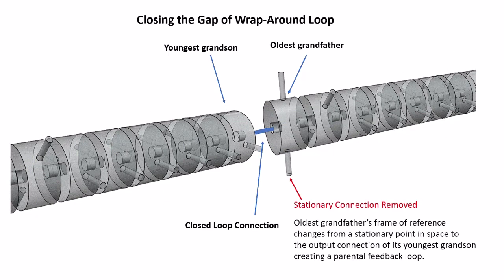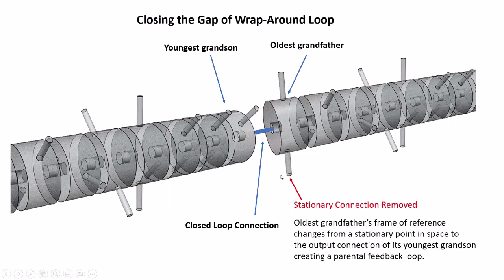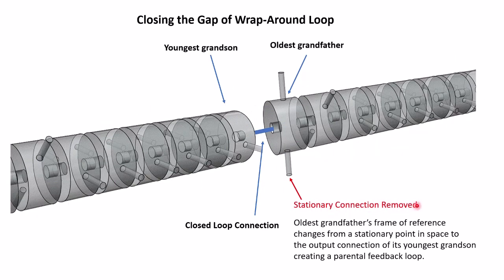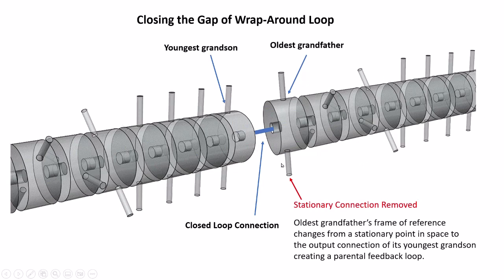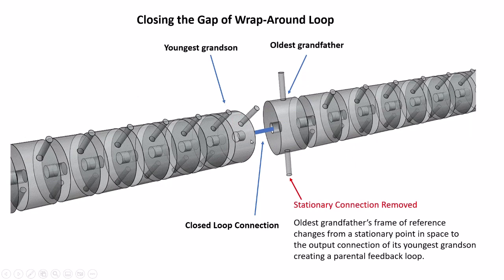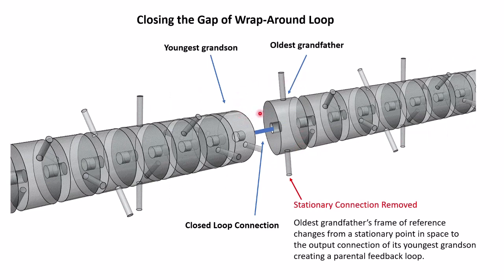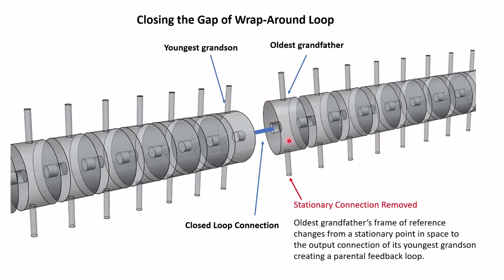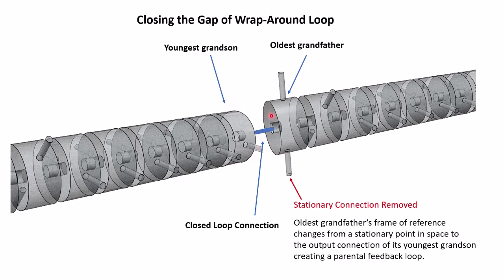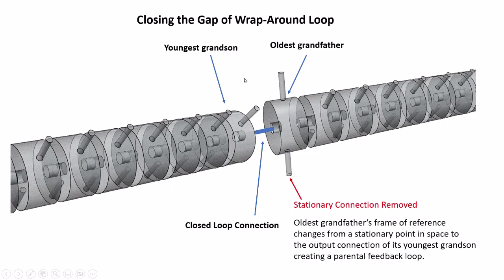Now, to close this gap, what I'm doing in the simulator is removing the stationary connection to the oldest grandfather, so it's no longer fixed in space. It's actually connected to the output of the youngest grandson that's spinning much faster, and that's causing a feedback loop between the whole loop. Either the oldest grandfather is going to slow down the youngest grandson, or the youngest grandson is going to try to speed up the oldest grandfather, and then the torque is going to ripple through the loop, and you'll see it oscillate and cause the motion that we're going to see.